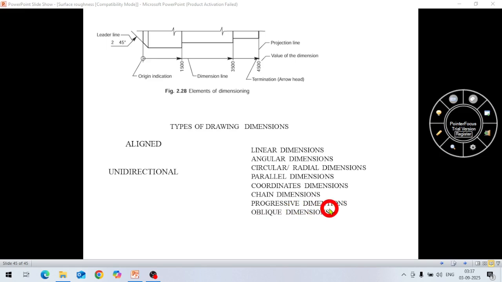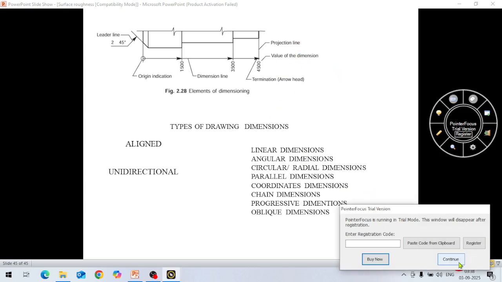Now is progressive dimensions. Progressive dimension is like this only. This origin point is there, and from that origin this arrow, first dimension, then second arrow, second dimension, then third. So this way you can give progressive dimensioning.